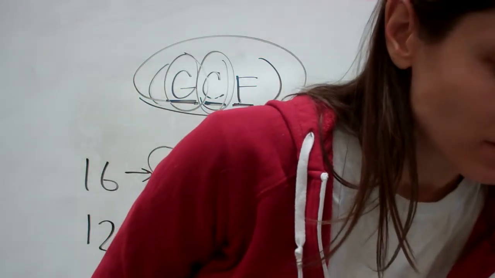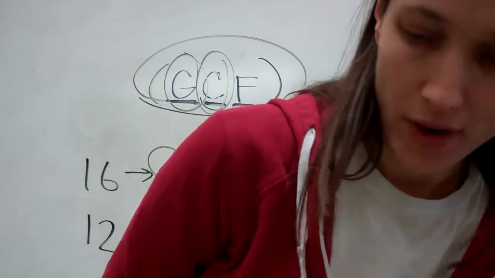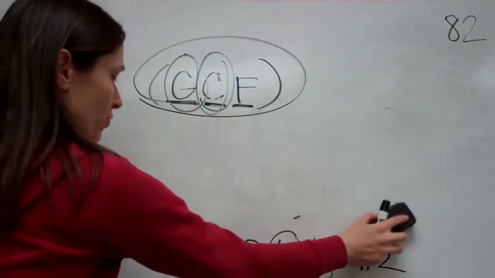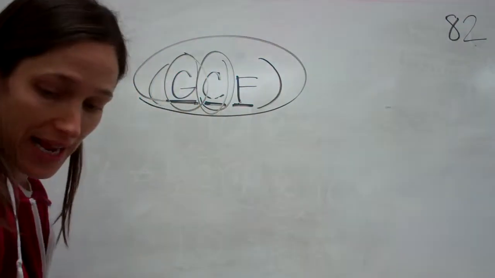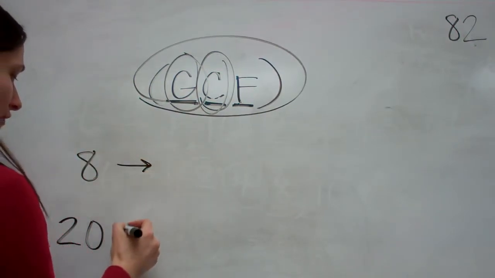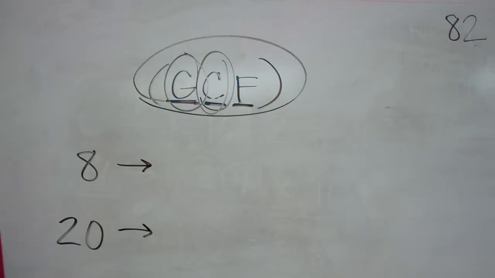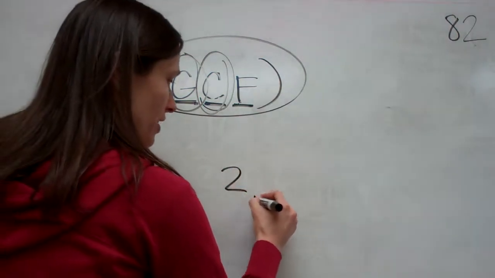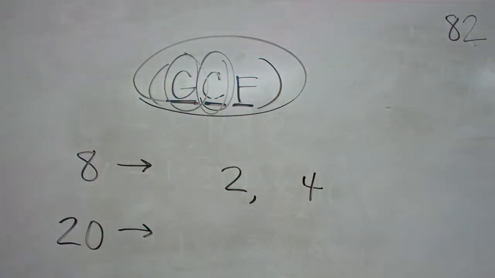All right, let's do this one together on our paper. Y'all can do this one with me. Write down the number 8 and the number 20, and let's find the factors for both of those. The factors of 8, somebody help me out as you do it on your paper. 2 and 4, I'm going to put those down. 1 and 8.